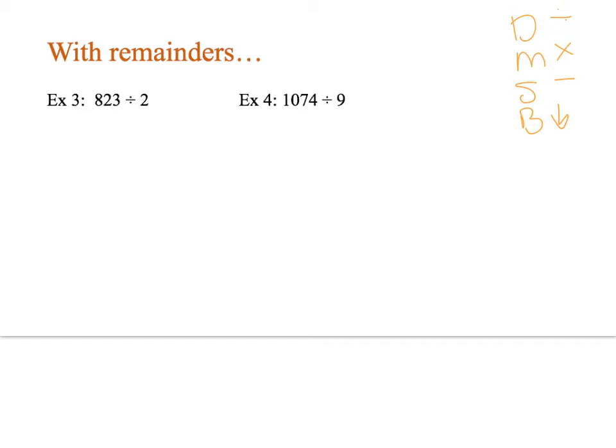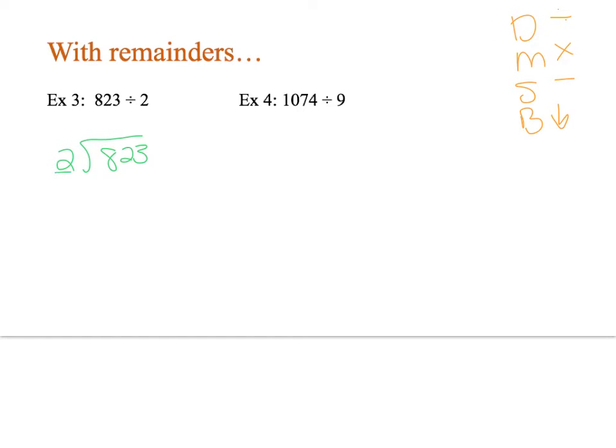These problems are going to be a little different. On the last slide, we saw problems that worked out perfectly where we had no remainder. Here we will have remainders, and I'm going to ask you to express those remainders as fractions. Example 3. 823 divided by 2. Step 1, divide.